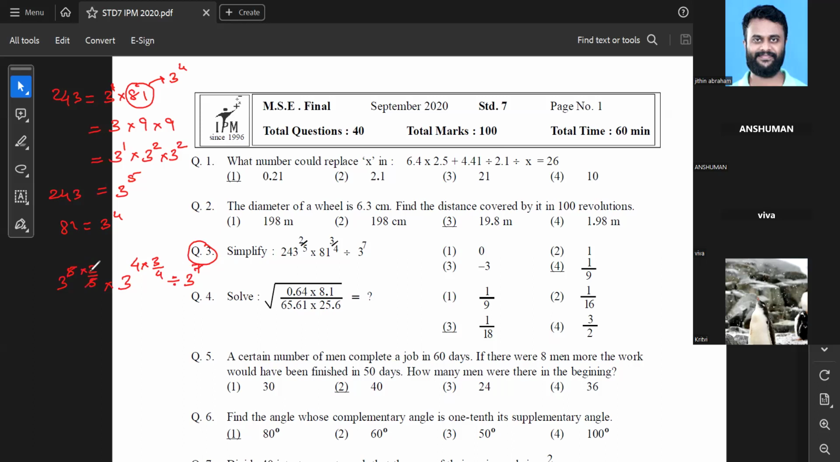So first of all, I'll cancel this 5 and 5. I'll cancel this 4 and 4. Then in the next step, I'm left with 3 raised to 2 multiplied by 3 raised to 3, divided by 3 raised to 7. That will give me 3 raised to 5, as 2 plus 3 is 5, in the numerator, divided by 3 raised to 7 in the denominator. When I cancel them, I'm left with 3 raised to 2 in the denominator, that is 9. So 1 by 9 will be your correct answer, option 4.